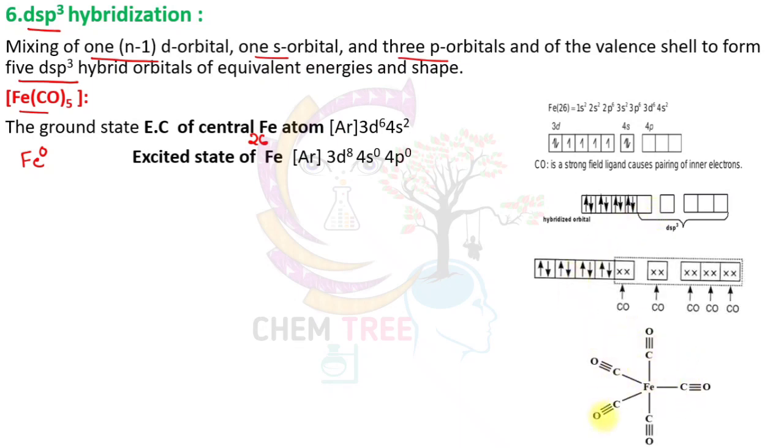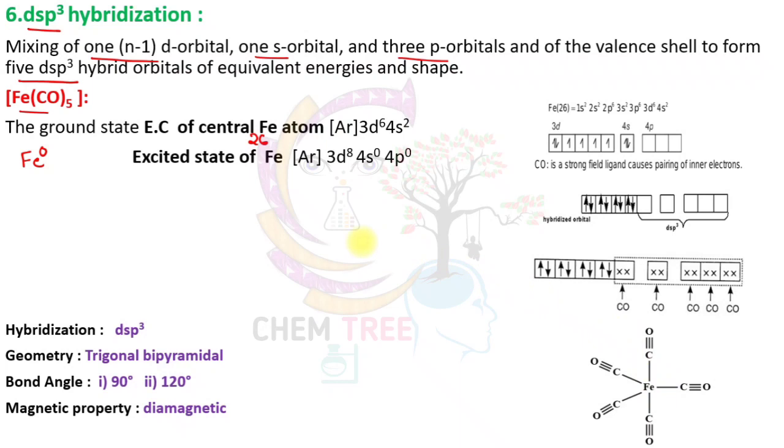So this is the structure for pentacarbonyl iron, and its geometry is trigonal bipyramidal, and the bond angles are 90 degrees and 120 degrees. For axial 90 degrees and for equatorial 120 degrees, and the magnetic property of this complex is diamagnetic in nature.